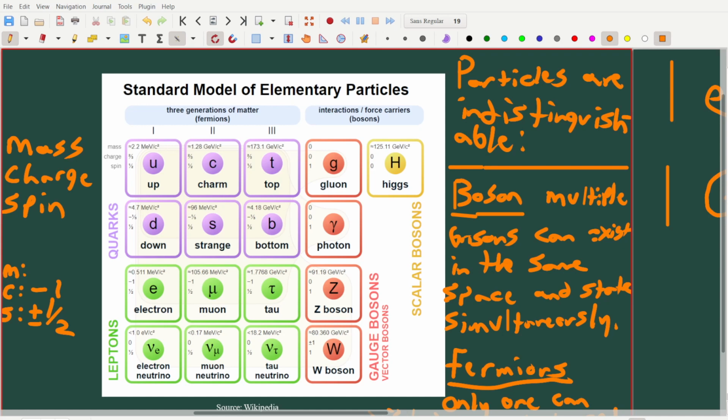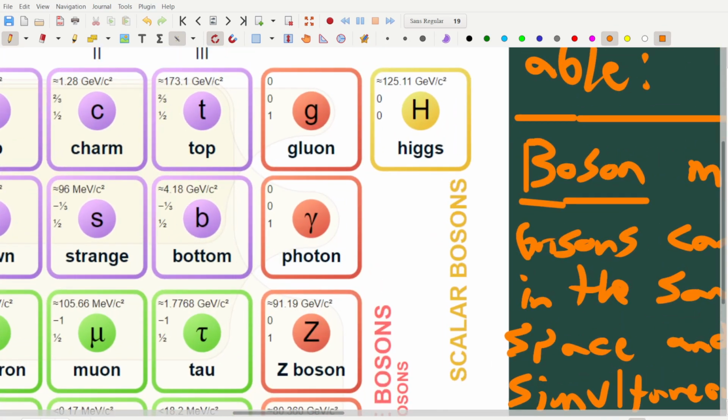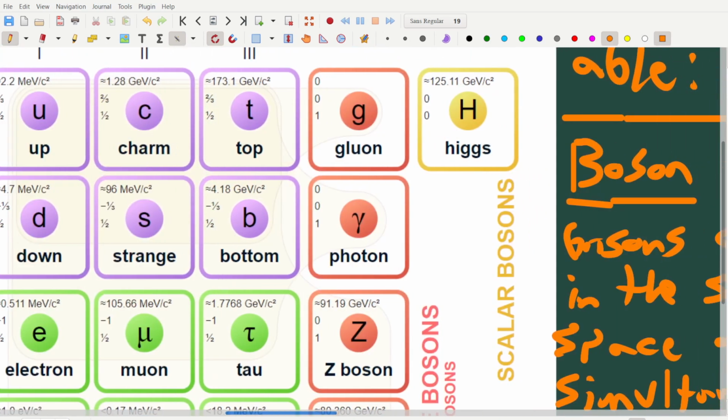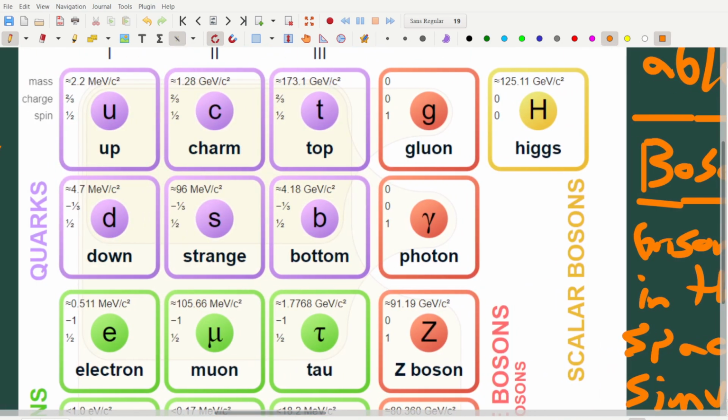And if we look at these ones right here, let me zoom in a bit. These ones, these strange-looking purple ones. There are 6 of them: the up, the charm, the top, the down, the strange, and the bottom.